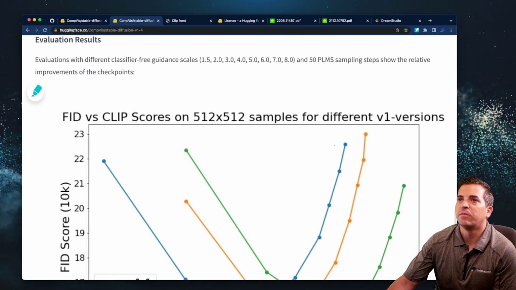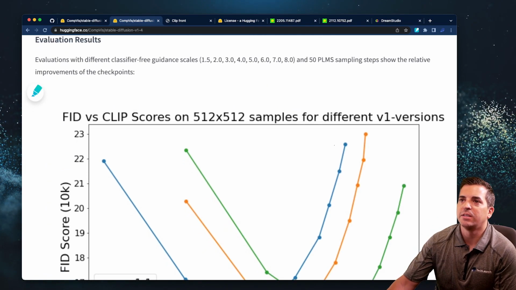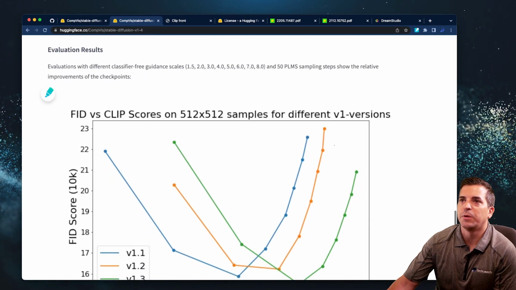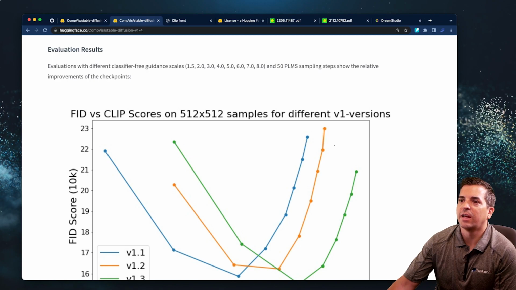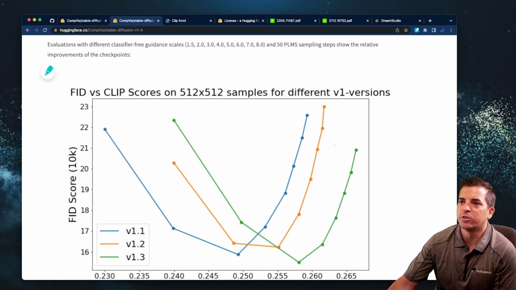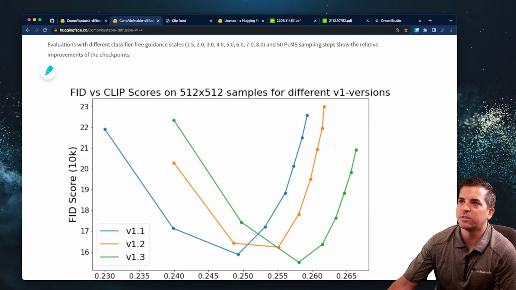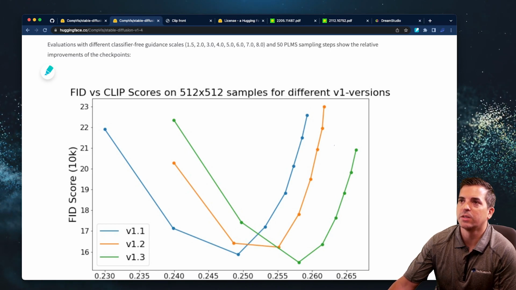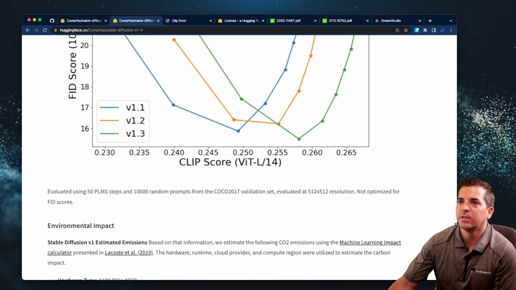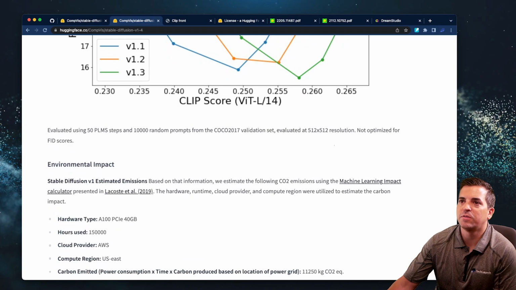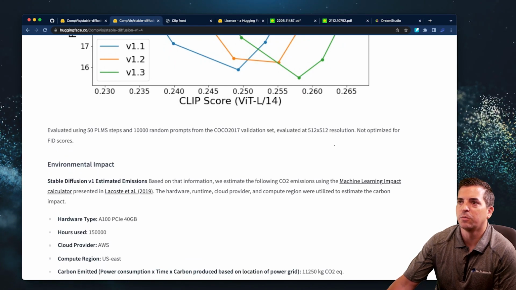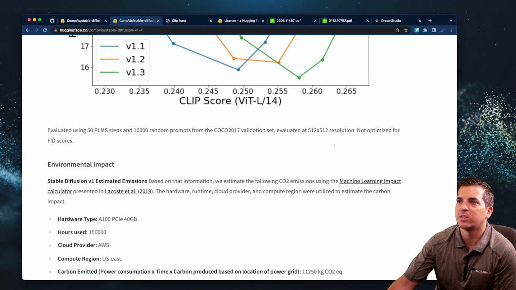Okay, and so here are the evaluation results. If you look at the FID scores, FID versus clip scores, you can see that as we go through the versions, this gets better and better. And version 1.4 is pretty close to this green line from version 1.3. And this again is the 512 by 512 samples. It's evaluated using 50 PLMS steps and 10,000 random prompts from the COCO 2017 validation set.